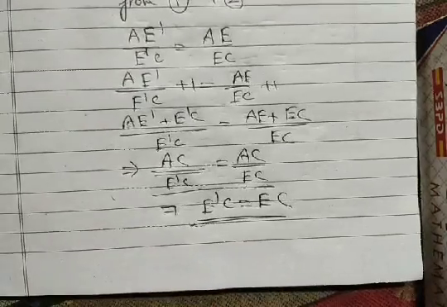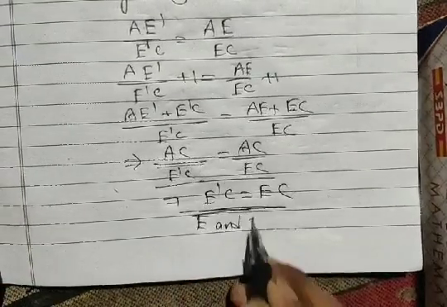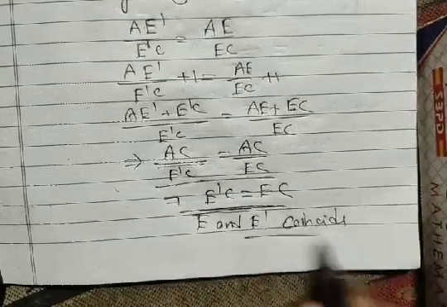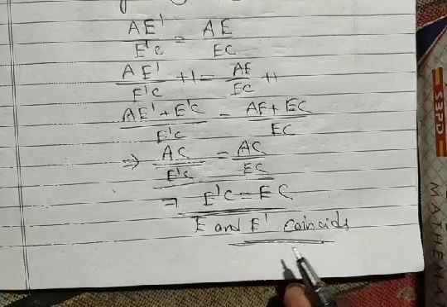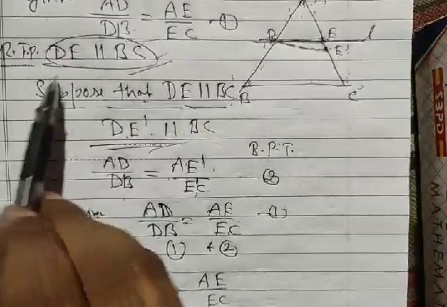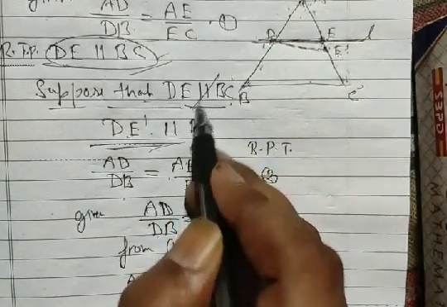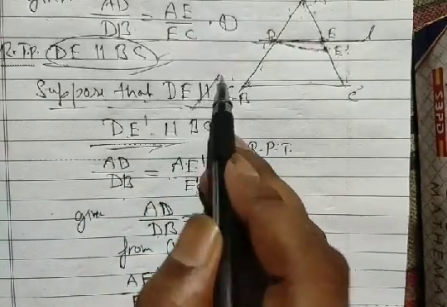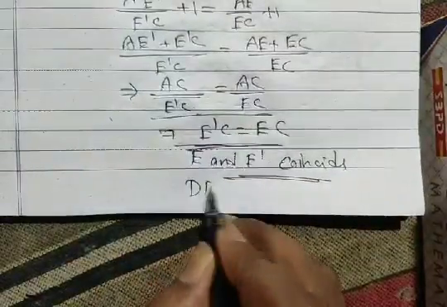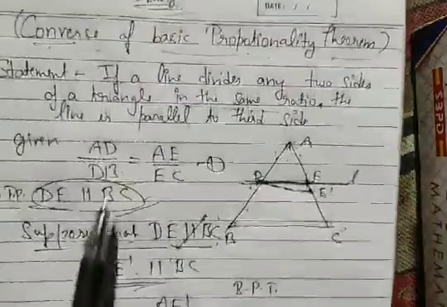It is possible only when E and E prime coincide with each other. Then what is our assumption? We supposed that DE is not parallel to BC. Since we supposed that DE is not parallel to BC, our supposition is wrong. Our DE is parallel to BC. I am going to revise this again.